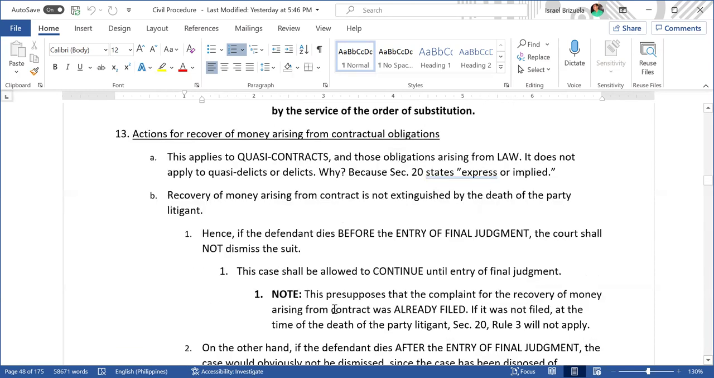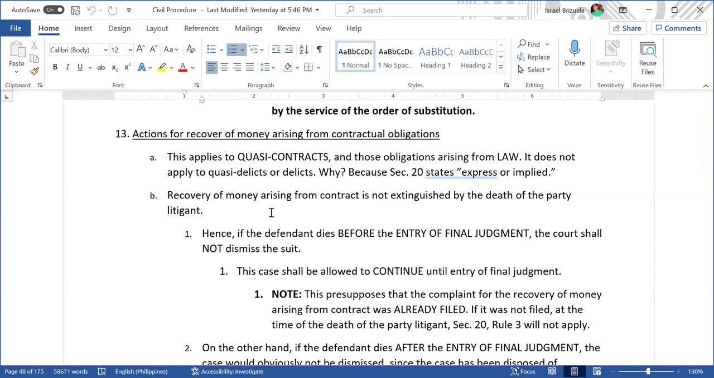13. Actions for recovery of money arising from contractual obligations. This applies to quasi-contract and those obligations arising from law. It does not apply to quasi-delicts or delicts. Why? Because Section 20 states express or implied.